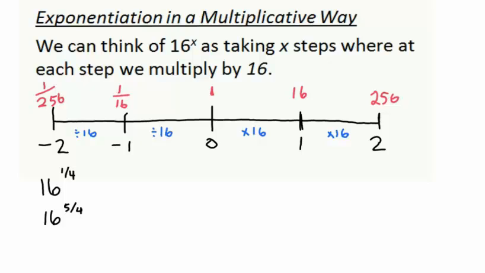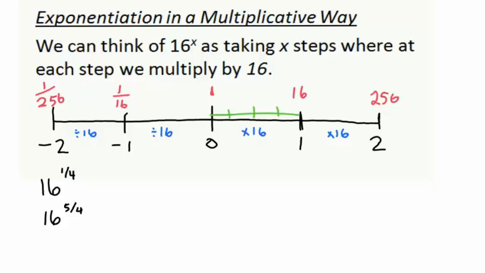Let's take a look at 2 fractional powers of 16. The first one is 16 to the 1 over 4, and the second one we'll look at is 16 to the 5 over 4. Now, what does this 1 over 4 really mean? Well, x, or the power, represents the number of steps that we're taking along this number line. So this is indicating that we're taking 1/4 of a step between 0 and 1.